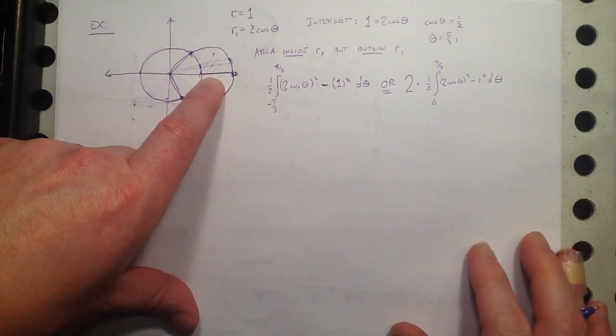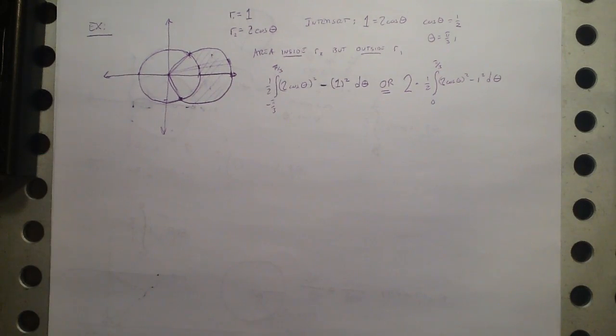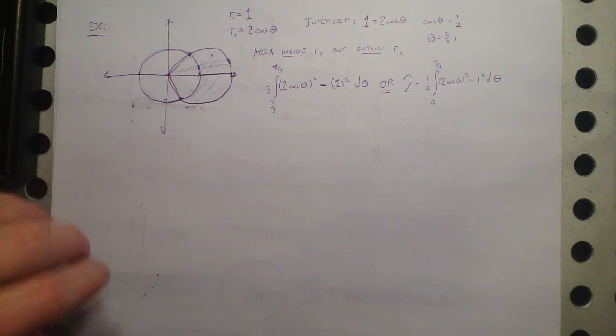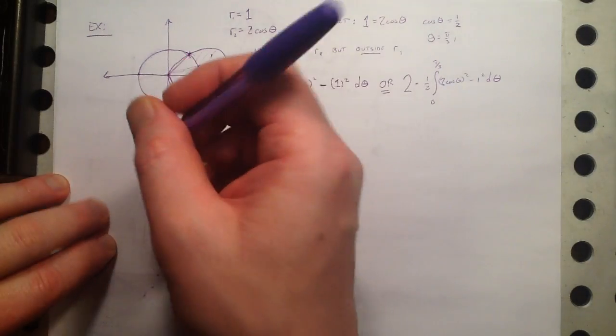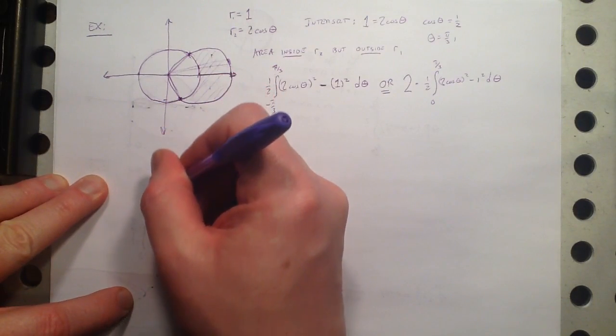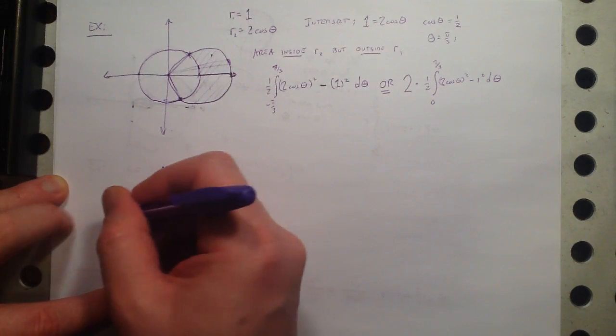Can you see all that? Yeah. So there are 2 choices. Again, not going to make you do those by hand. Just need to know how to set them up and evaluate with a calculator if you need to.